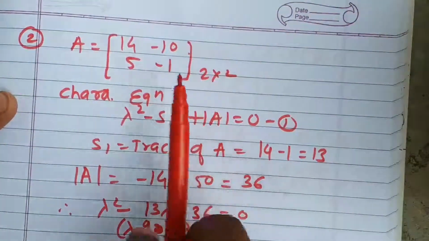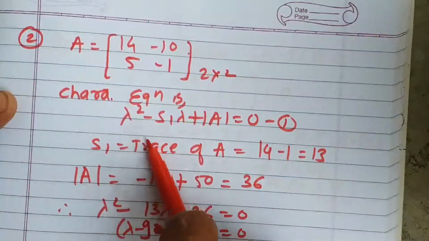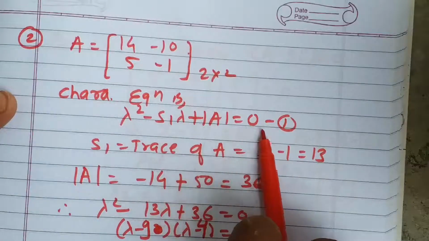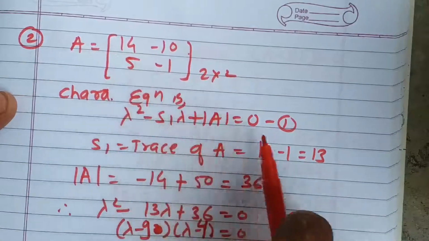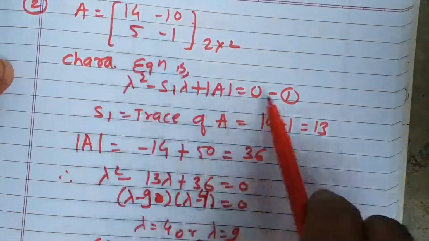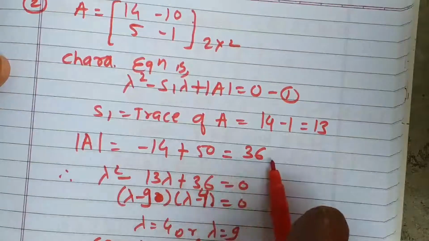So this is a 2 by 2 matrix. Its characteristic equation is lambda squared minus s1 lambda plus determinant of A equal to 0, where s1 is the trace of the matrix. The trace of this matrix is 14 minus 1, that is 13. The determinant of A is 36.